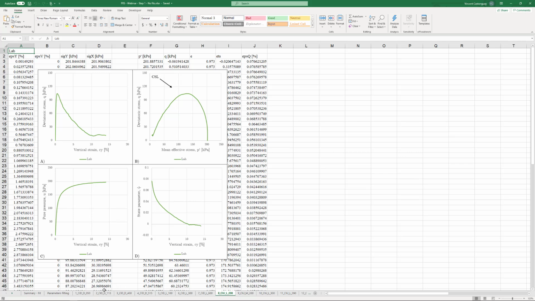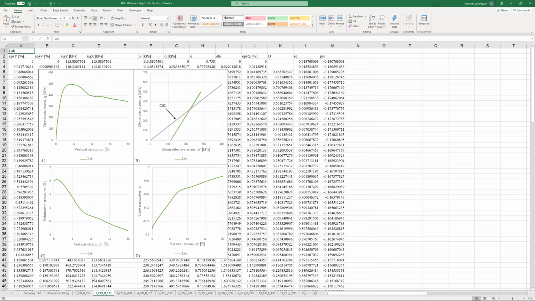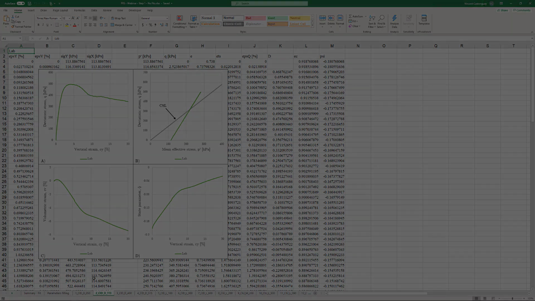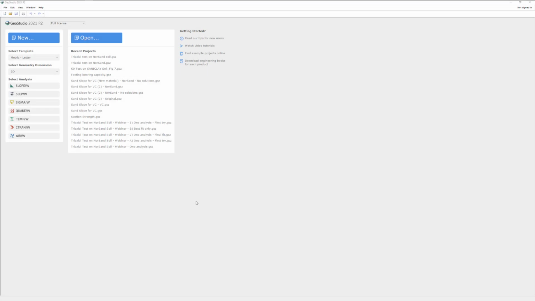Let us use the test identified as CID D113 to start the parameter adjustment procedure in sigma W. This test is a drained test on dense sand. Since there are already many tutorials available on GeoSlope's website on how to set up a triaxial test in sigma W, I will go through these steps swiftly. Feel free to download one of such examples from our website if you are unfamiliar with some of the steps featured in this part of the webinar.